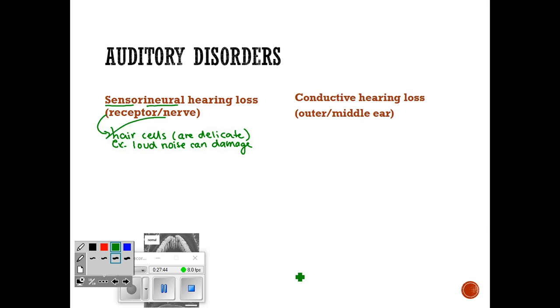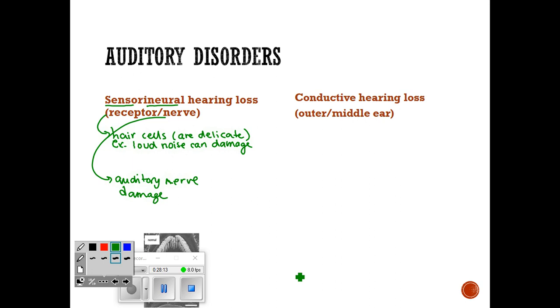If we're talking about the nerve, we would be talking about auditory nerve damage. So perhaps something happened and the auditory nerve was cut or severed. Perhaps in the case of my dad, you had a virus that attacked the auditory nerve on that side, and even though there was nothing wrong with your ear, you still couldn't hear.